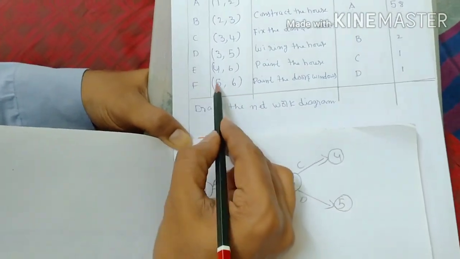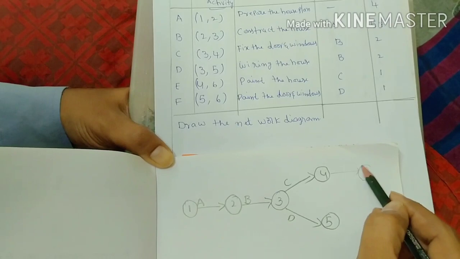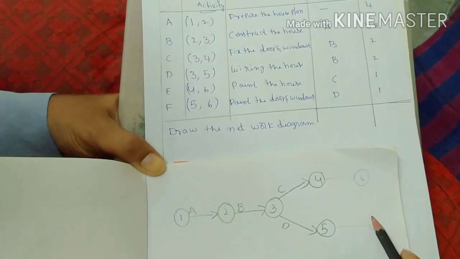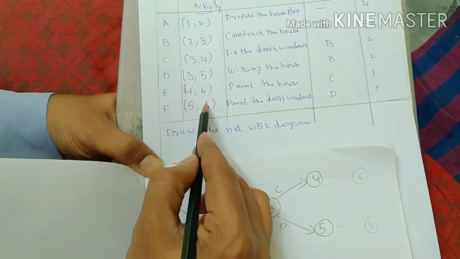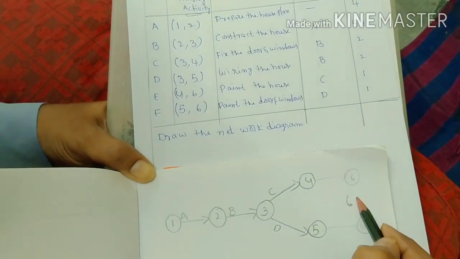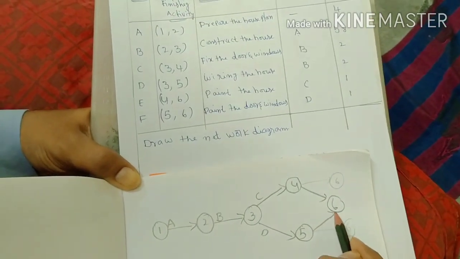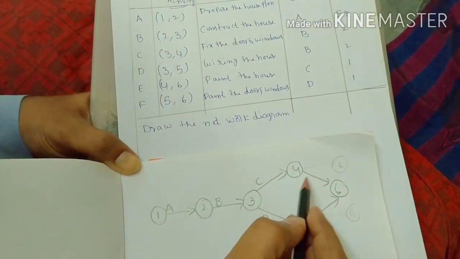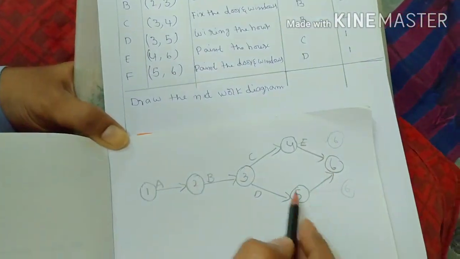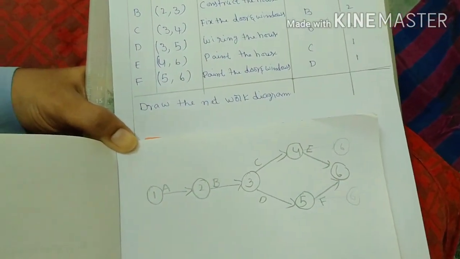4 to 6, 5 to 6. Look at here, the ending point 6 is the same. That's why in the center we can take the original activity. So this is 5 to 6, this is 4 to 6, 5 to 6. So 4 to 6 is E, 5 to 6 is F. Likewise we need to draw the network diagram.